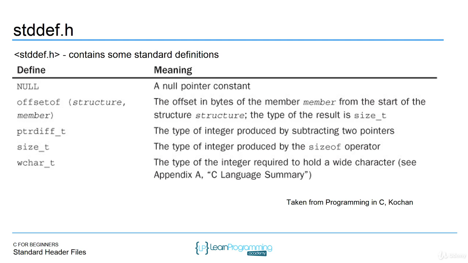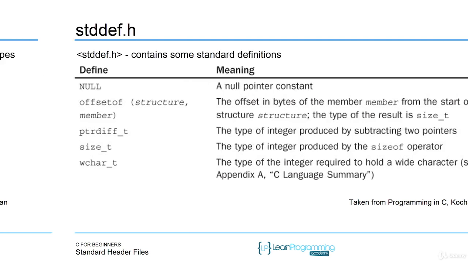size_t, we've used size_t in a couple routines. This is what's returned from the sizeof operator. And then wchar_t, this is an integer type required to hold wide characters. This is just some of the basic stuff that's in stddef.h, mainly constants that you can use. Really the important ones here are NULL and size_t, which you use quite a bit.